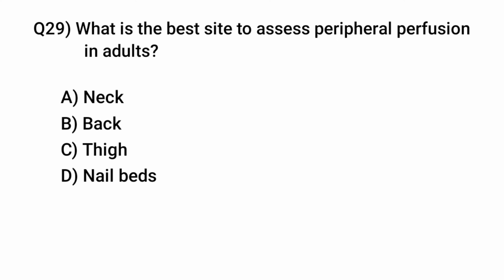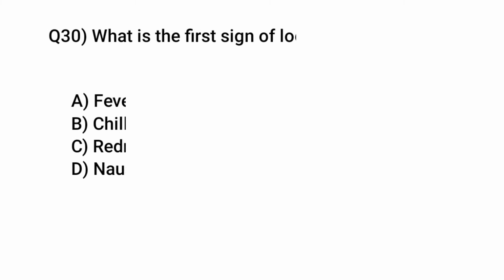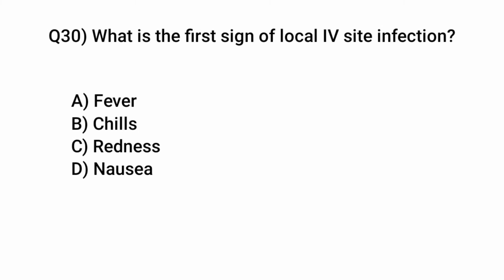Question number 29. What is the best site to assess peripheral perfusion in adults? Correct option is D. Nail beds. Question number 30. What is the first sign of local IV site infection? Correct option is C. Redness.